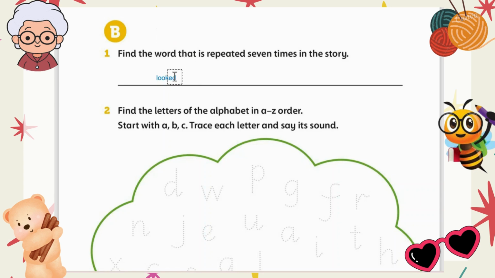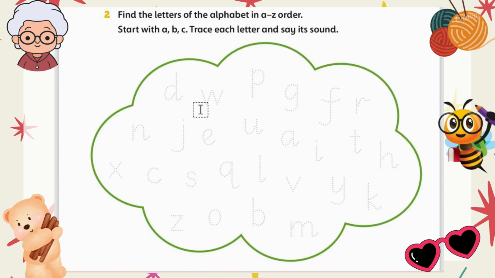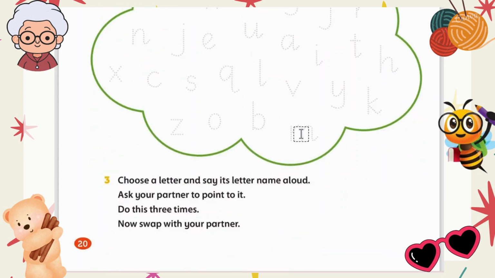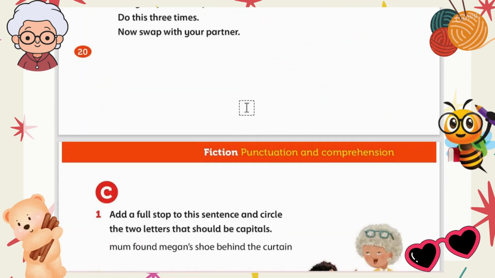So find the letters of the alphabet in A to Z order. Start with ABC, trace each letter and say its sound. So this is your home activity. You have to trace the letters and say the sound. A, the sound is A, B, K, D, E, F. So like this you have to trace it and make the words. Choose a letter and say its letter name aloud and ask your partner to point to it. Do this 3 times. Now swap with your partner. So this is the activity you can perform at your home with your siblings and your partner.